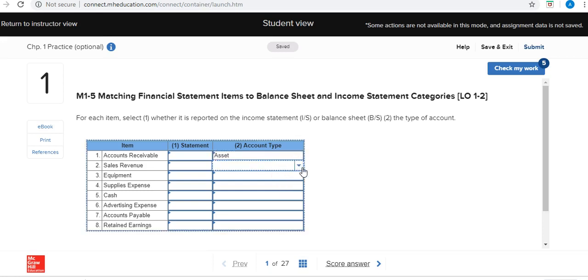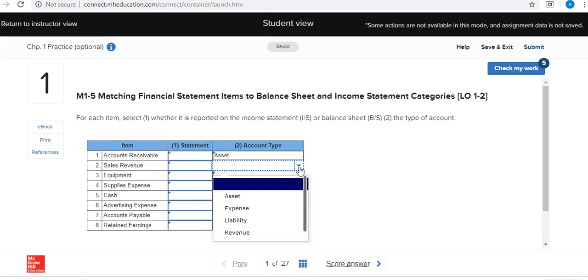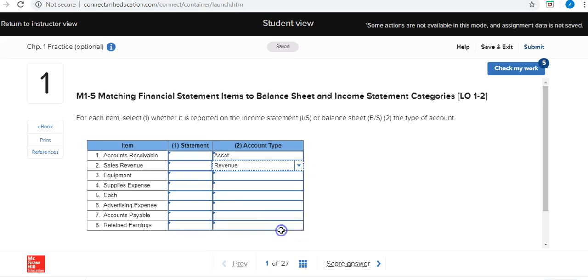Sales revenue. It's got that word revenue right in there, so it makes it easy for us to identify. Again, revenues are amounts earned from delivering goods or services to customers. When we use the word sales, we usually represent items or goods sold as opposed to services provided.